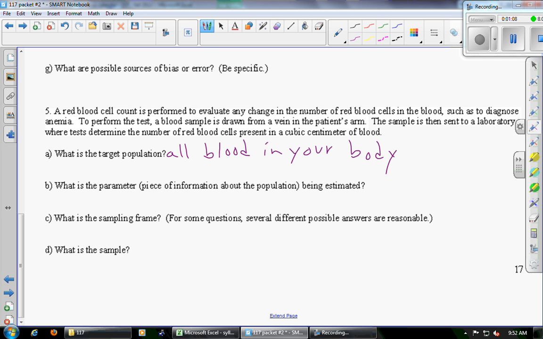Okay, the parameter, which is generally a numerical thing, it's a number. What specifically are we trying to count? Yeah, how many red blood cells do we have? So the parameter is the number of red blood cells.